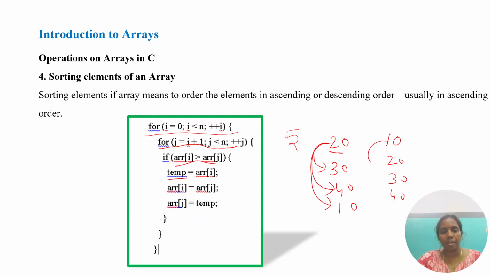So the first will be compared with this one, and this is smaller, then compared with 30, compared with 40. Similarly, 20 is compared with 30, 20 is compared with 40, then 30, so this is how this particular program is executed. So this is sorting of elements of an array in ascending as well as descending order. If you want to change the code snippet, if you put the less than symbol, this will be sorted in descending order.